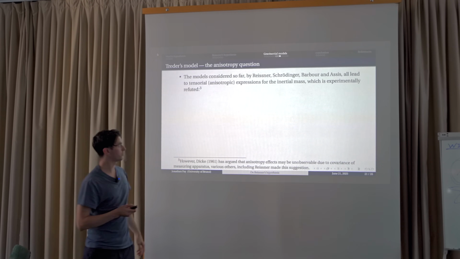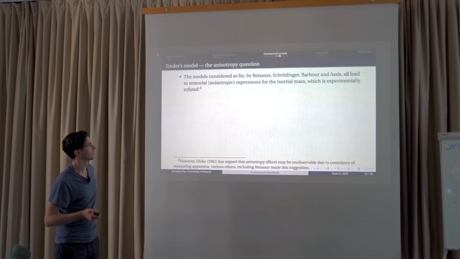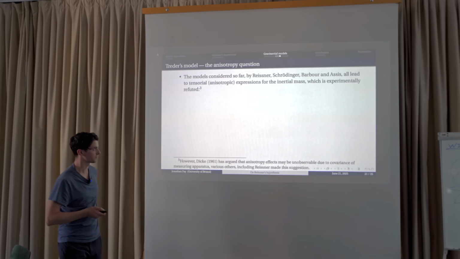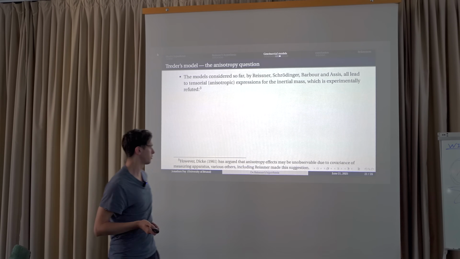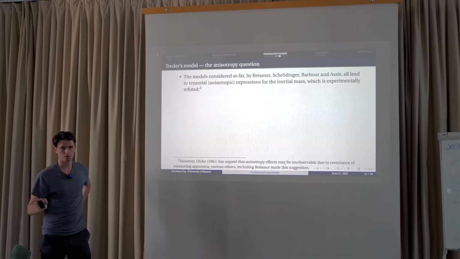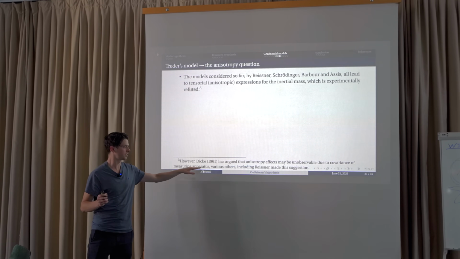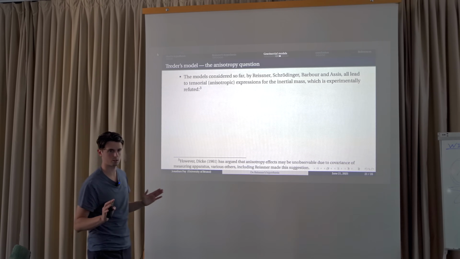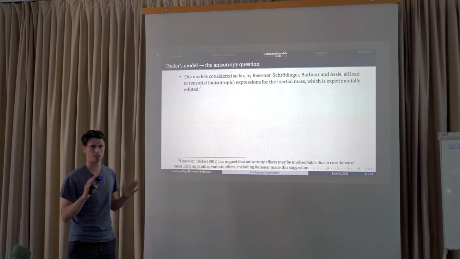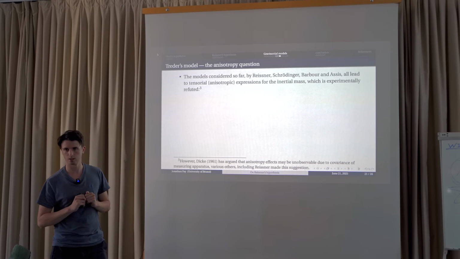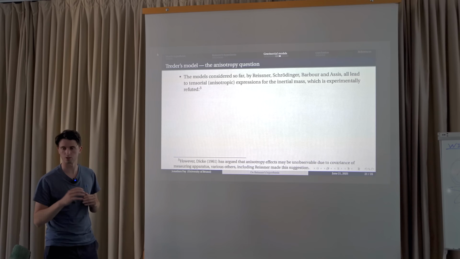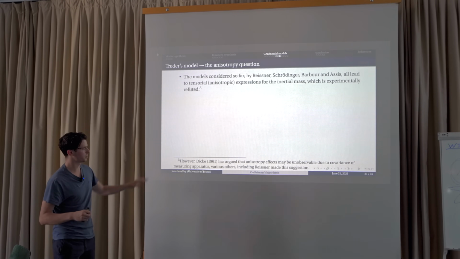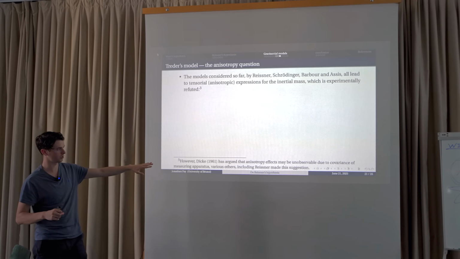So the models we've considered so far of Reissner, Schrödinger, Barbour, and Assis all lead to this tensorial or anisotropic expression for the inertial mass, which is experimentally refuted. Although in 1961, Dickey argued that this anisotropy effect may be unobservable due to covariance of the measuring apparatus. This is the same kind of unobservability as in Lorentzian ether theory, where you can't observe the ether frame because of the covariance of your measurement apparatus. So that's been suggested as a way to get out of the anisotropy issue.